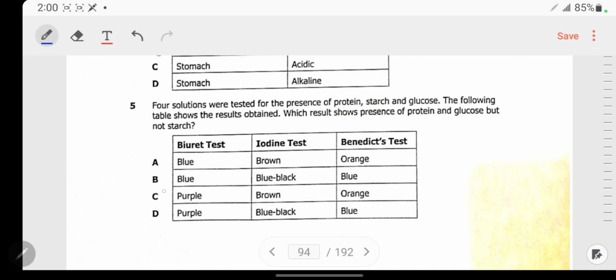Now, when we look at the biuret test, it is the test for proteins. The test for protein will produce the color purple, lilac, mauve, one of these options. Now, since we only have purple, the correct answer here is C. And the Benedict's solution, which is the test for reducing sugars, will have orange, brick red. So the answer here will be C.